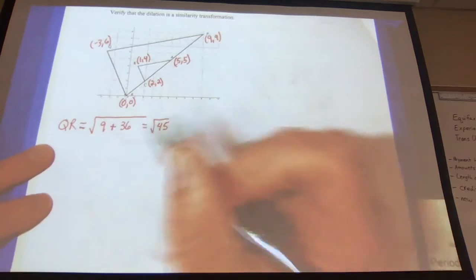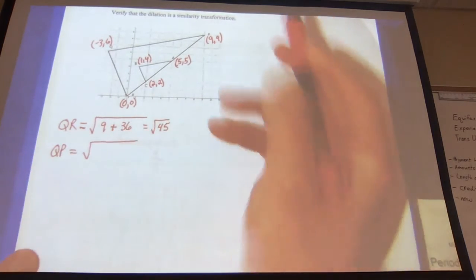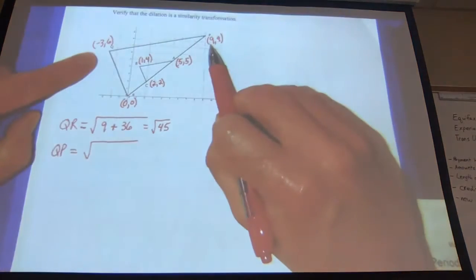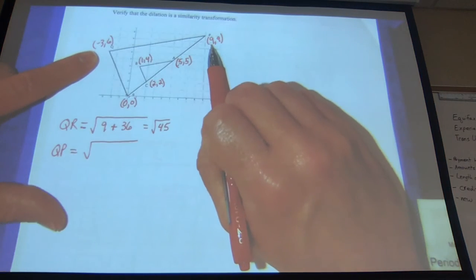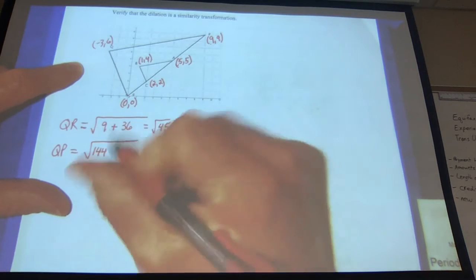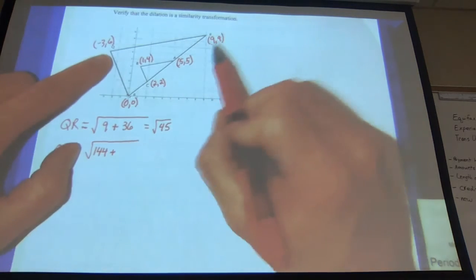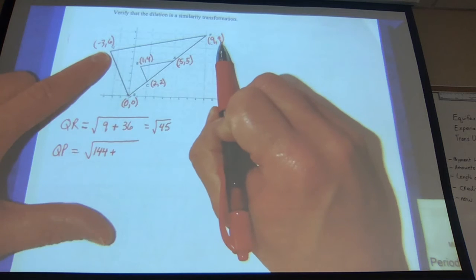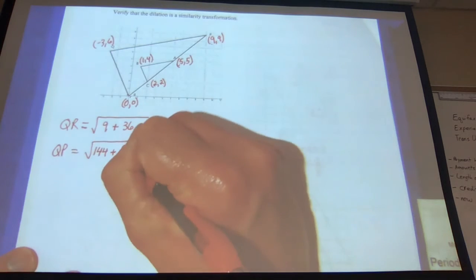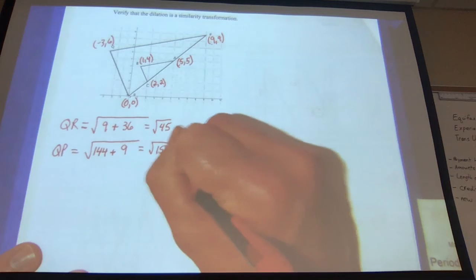The top side of that triangle is QP. Doing the distance formula on that side, x coordinates, I would have -3 minus 9, which is -12. -12 squared is 144. And the y coordinates, we have 6 minus 9, which is -3. -3 squared is 9. That adds up to the square root of 153.